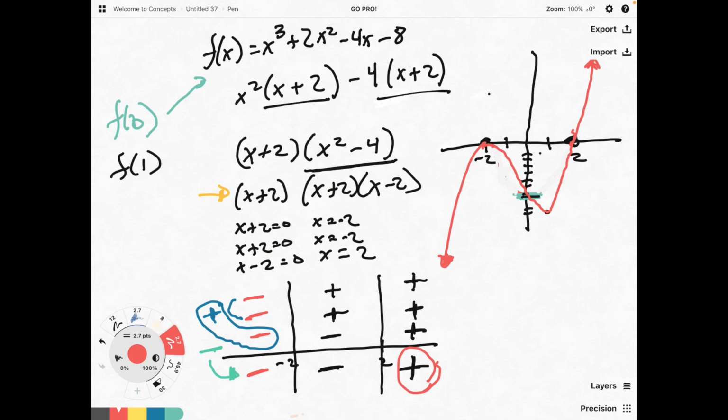Now you understand how to graph a polynomial with a degree larger than 2 using a sign table to determine the overall direction of the graph before and after your x-intercept.